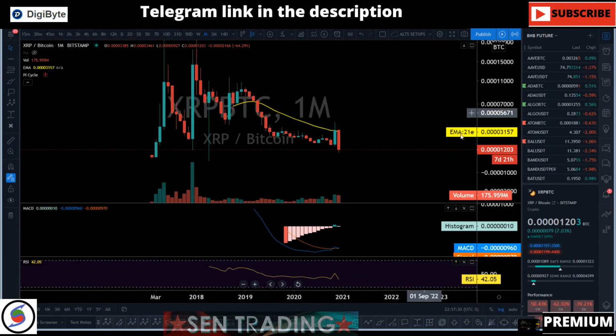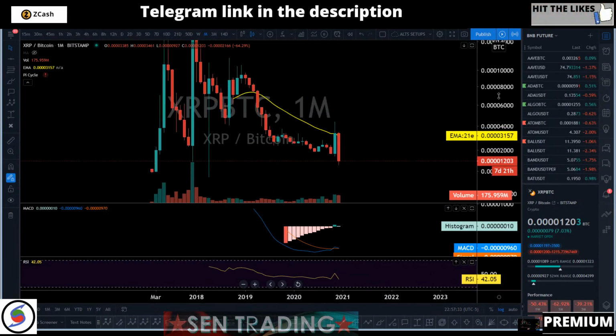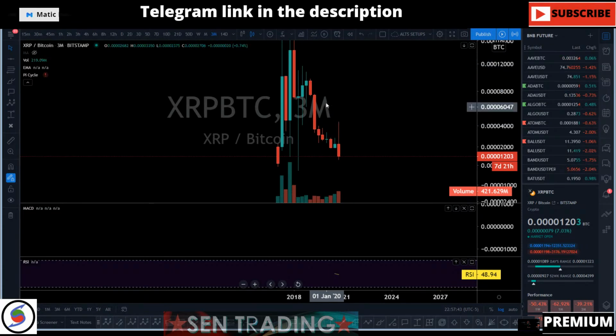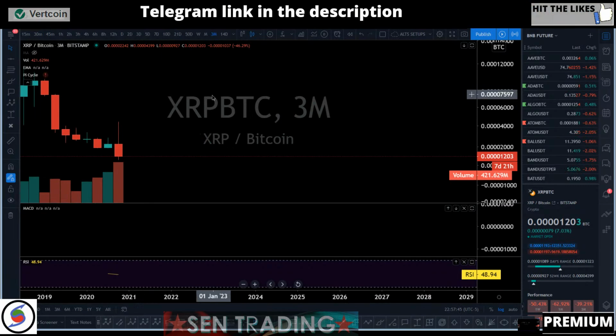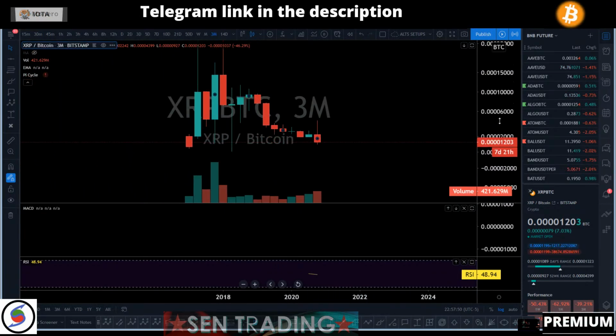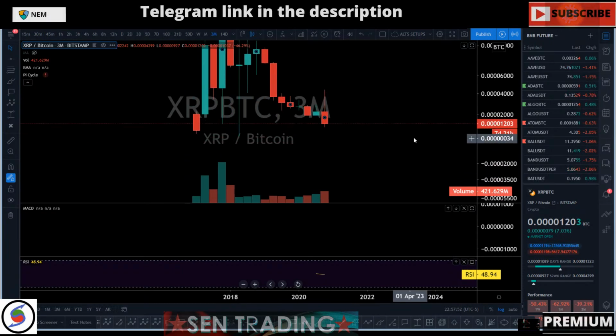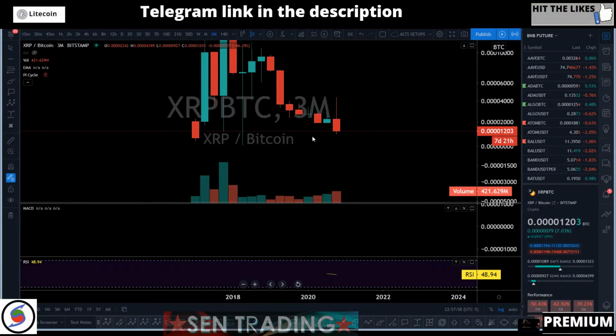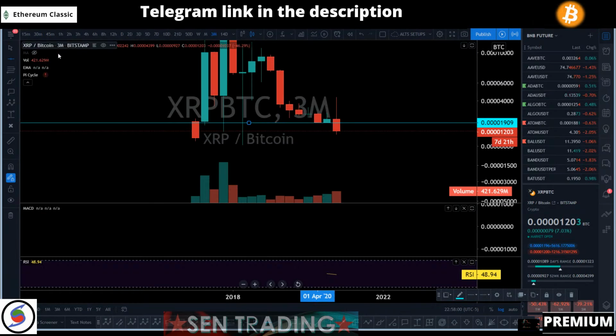So XRP BTC, as you can see, I gave you guys a macro view back in late May, right? I showed you the XRP quarterly chart. Nobody talks about the XRP quarterly chart, man. Only Send Crypto does, right? So I showed you the XRP quarterly chart, back then like this quarter right here.